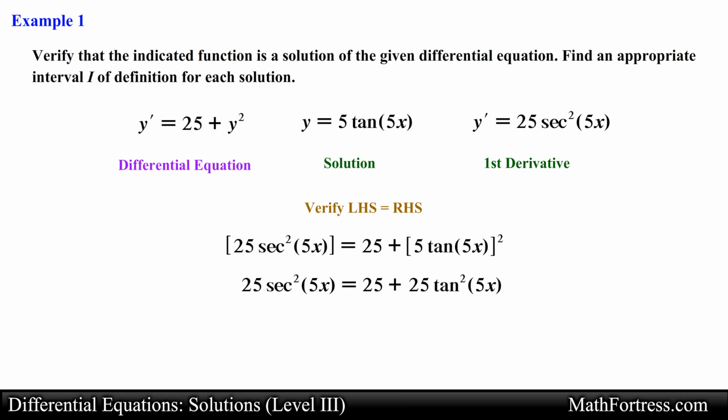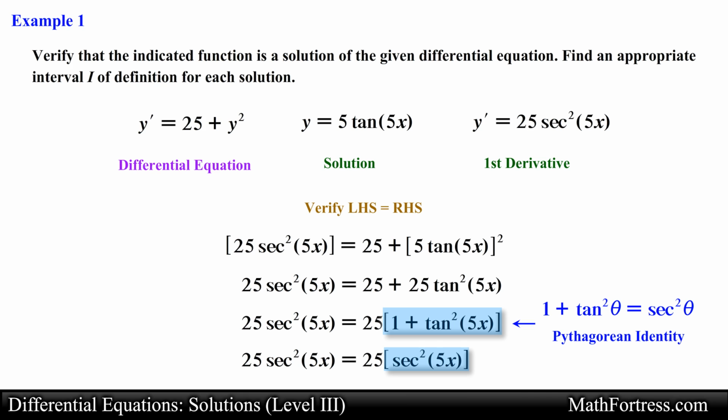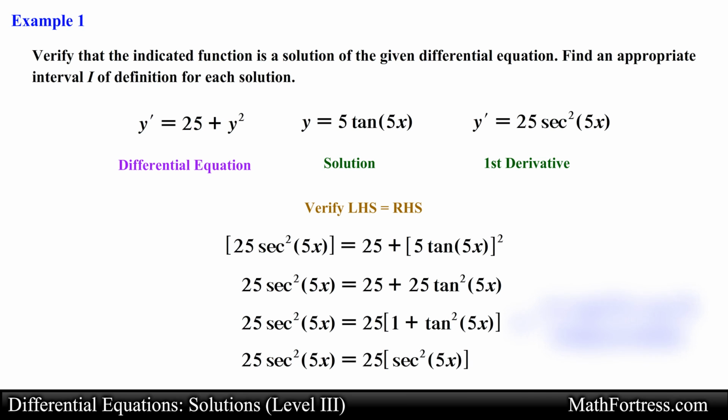Next, we factor out 25 from both terms on the right side of the equation, as follows. Here we need to use a Pythagorean identity and replace 1 plus tangent of 5x squared with secant of 5x squared. Doing that, we obtain the following expression. Notice that both sides of the equation match. This means that the function is indeed a solution to the ODE.